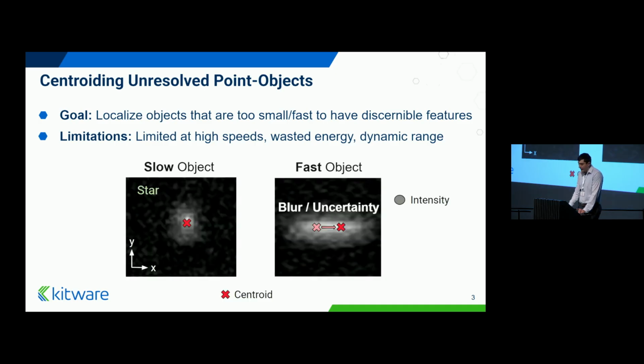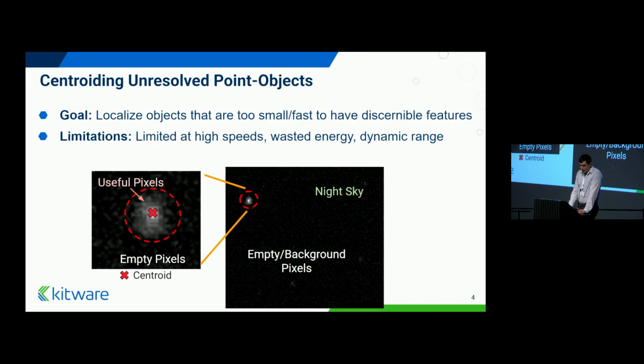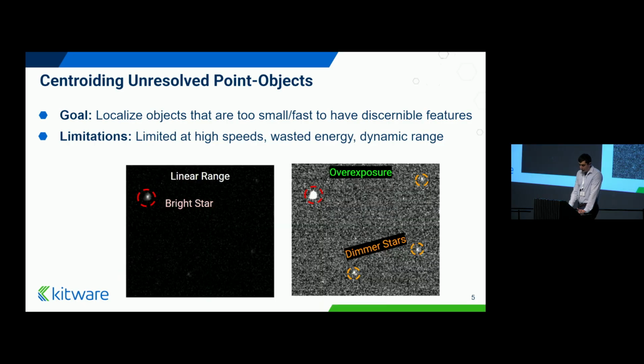The first is that fast objects, such as projectiles, often appear as blurs on the framing camera due to the finite exposure time of the sensor, and therefore there's uncertainty in the centroid estimation. Also, since these objects are small, there's a lot of empty and background pixels that are wasting processing power. And conventional cameras can often lack the dynamic range necessary to image bright and dim unresolved targets in the same image.